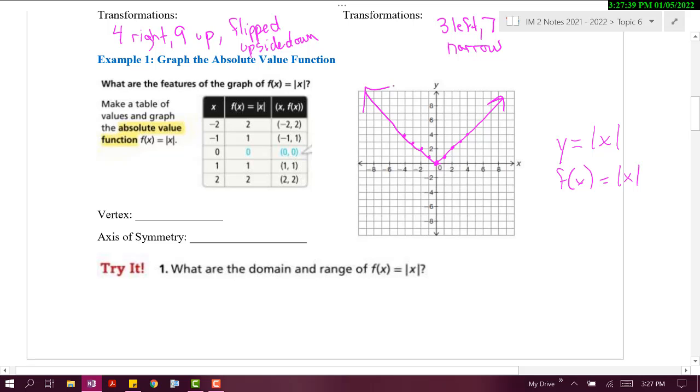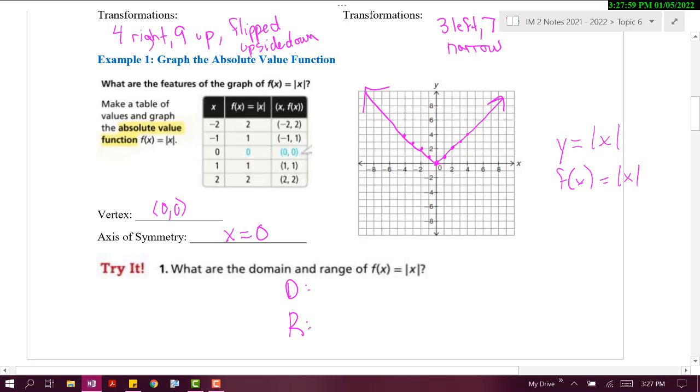Our vertex, what's that, 0, 0. Axis of symmetry, well, it'd be the same thing, x equals 0, just like we saw last unit. Axis of symmetry is x equals the x-coordinate of our vertex. What are the domain and range of this thing?